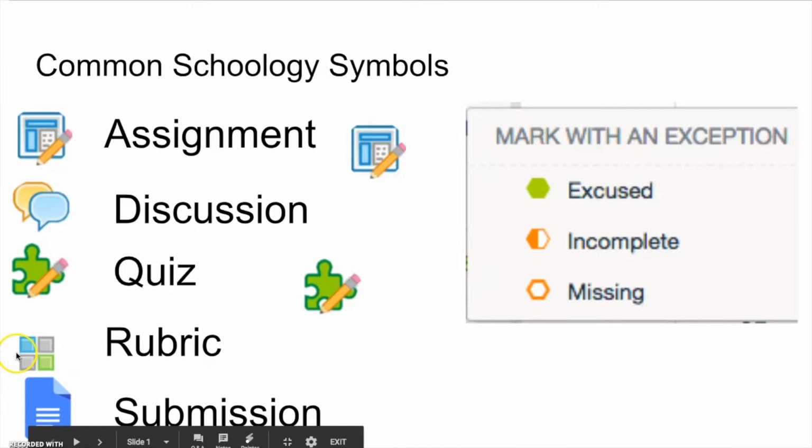This is a rubric, so if you're wondering about a student's grade and you see a rubric icon, that means the assessment or assignment was graded using a rubric, which will give you more information to why the student got the grade they did. The rubric has a lot more details about that. Finally, when you look in their grade book from the desktop view, you will see a little page, and that means that the student submitted the assignment. So if this page is missing, next to the assignment, the student did not make a submission.